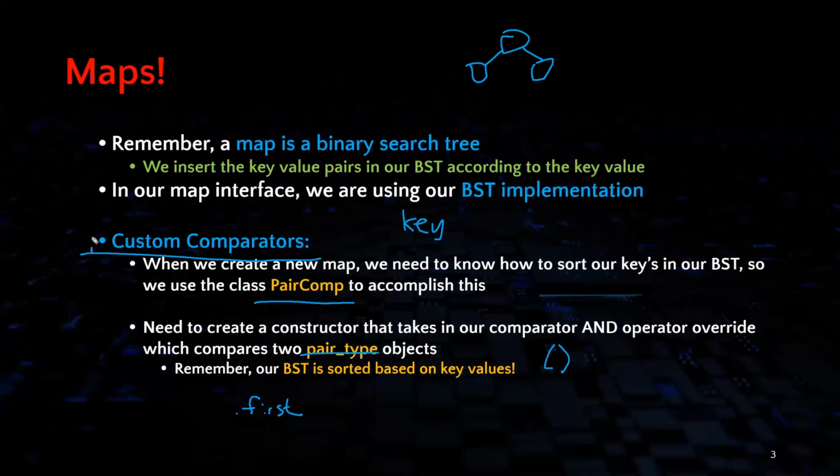So in this section for custom comparators, you should be going ahead and creating a custom constructor that takes in some comparator, and you want to set it for that pair comparator class. And then you also want to override the comparison operator, which would essentially look like comparing two pair types and returning true or false if one of them is greater than the other. And that'll help you sort your binary search tree.